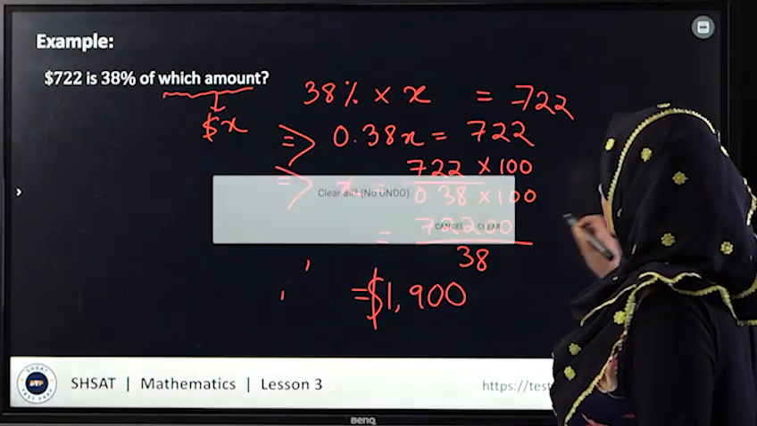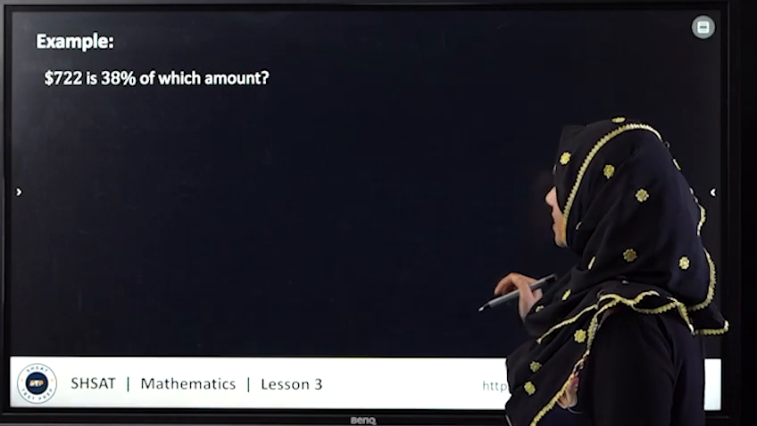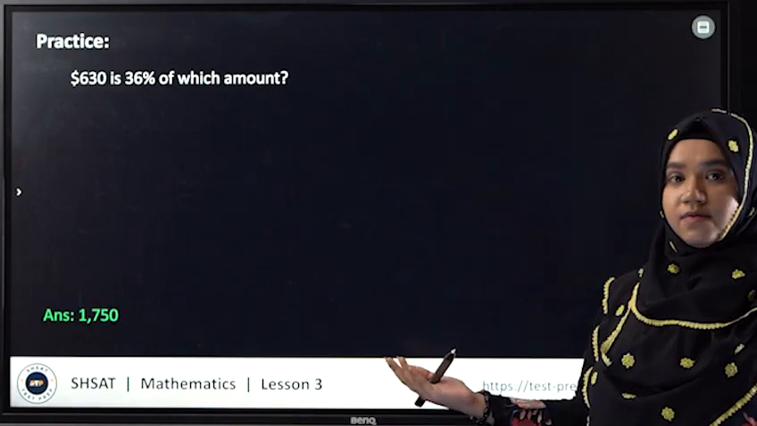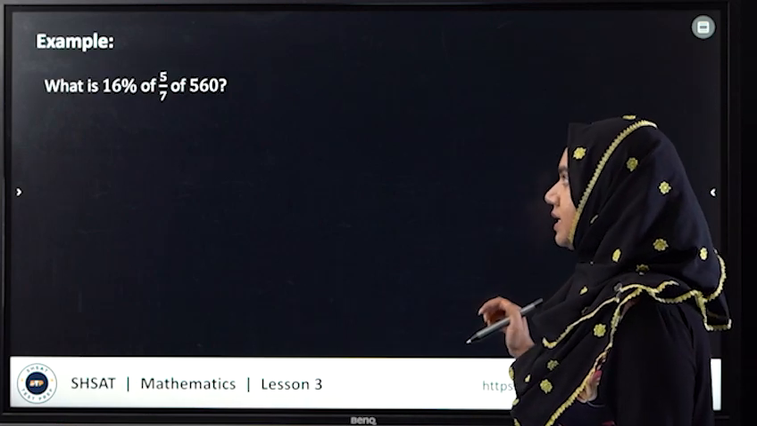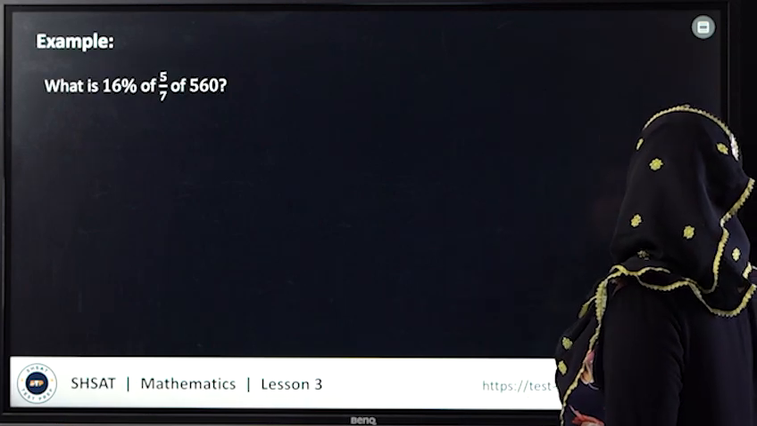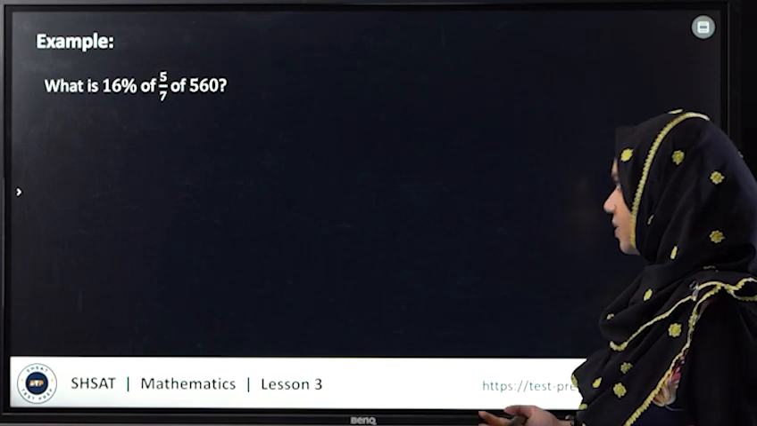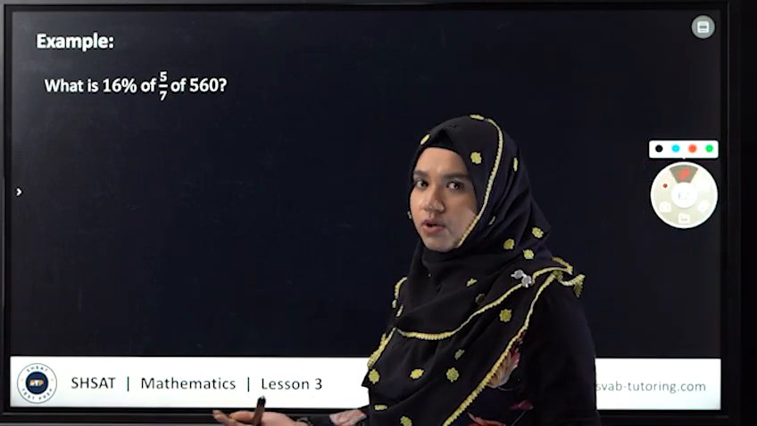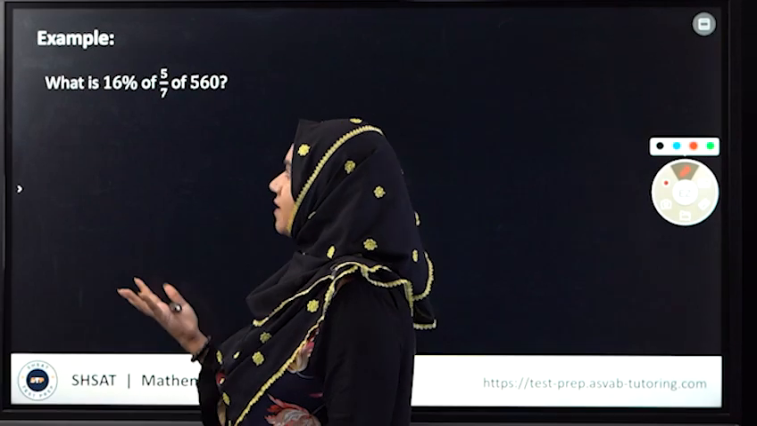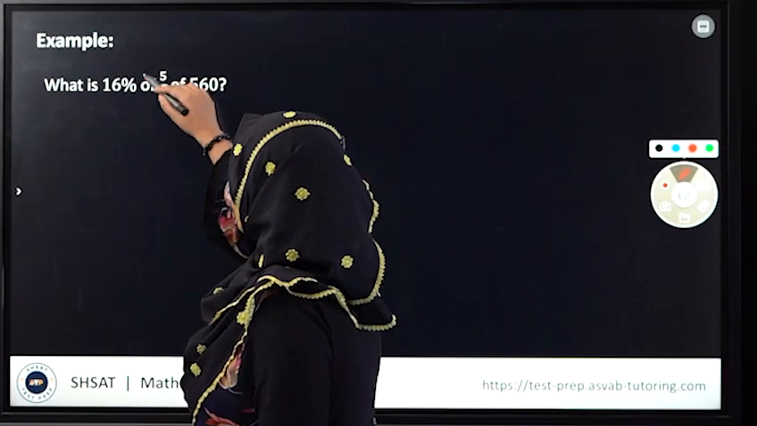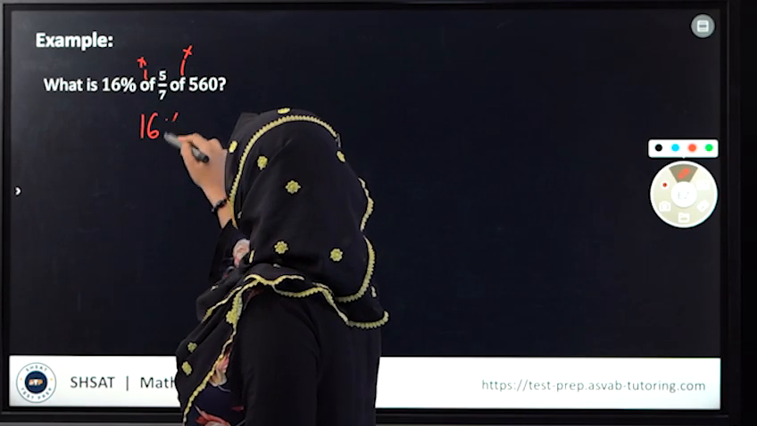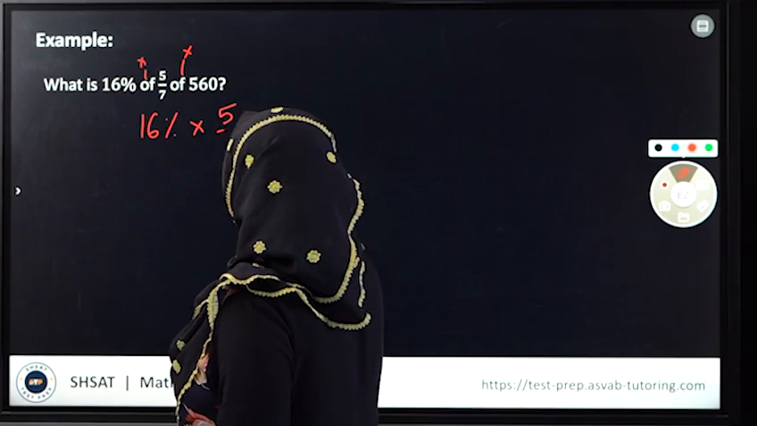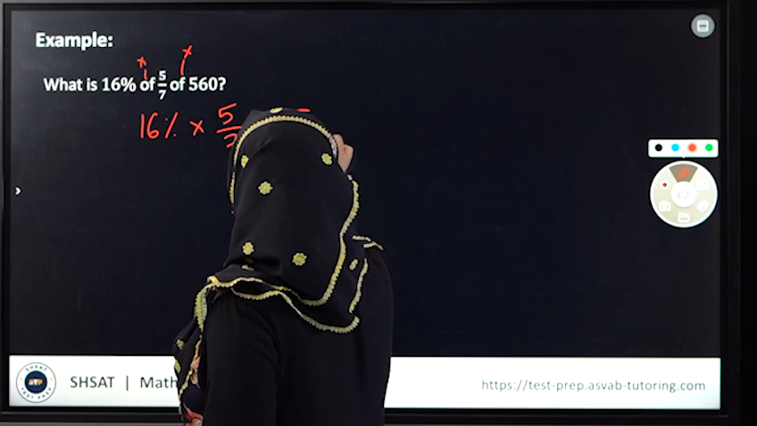So moving on to the next question, if you did understand this, here we have another practice question. Make sure that you do check your answer if you've got this correctly. And yeah, let's now see, we have fractions, we have percentages all together, but it's totally fine. We do know how to convert everything to the same format, right? Because of means what? Multiply. Of means multiply. So that's basically 16% times 5 over 7 times 560.